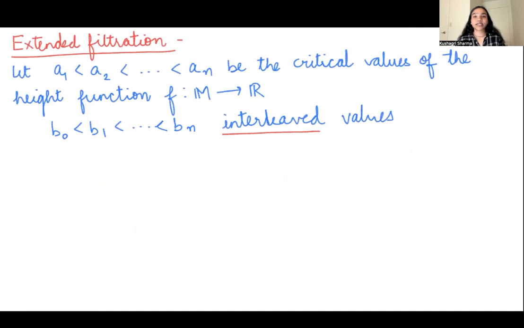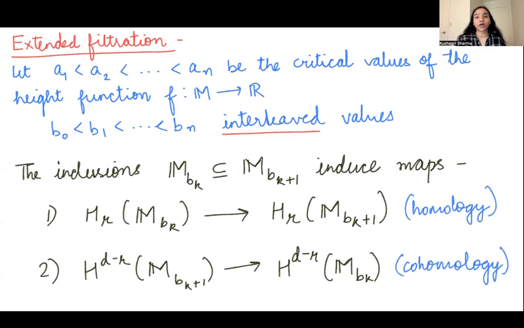Moving ahead, we try to extend our filtration. The a_i are all the critical values of the height function, and we have some interleaved values, the b_i. Now let's look at what happens when we have these inclusions in the sublevel sets. M_{b_k} is contained in M_{b_{k+1}}, and these inclusions induce maps on the homology and cohomology groups. The map in the homology groups is in the same direction as the inclusion, but it's in the reverse direction in the cohomology groups. So these are the maps that we'll be working with.